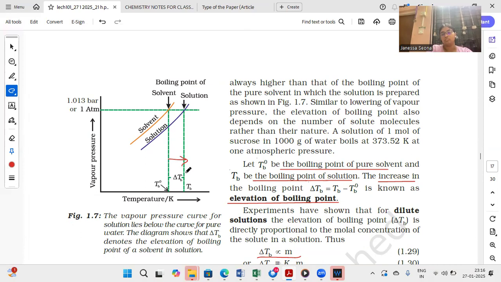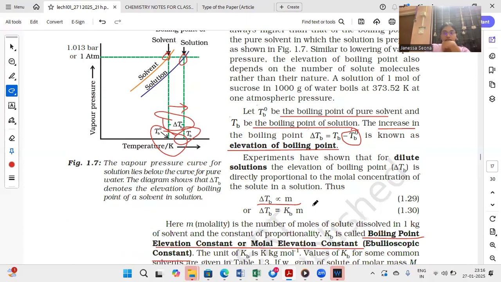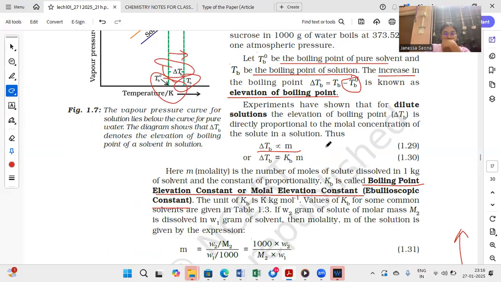Okay. When you see a plot of vapor pressure versus temperature, in the solution the boiling point is higher than that of solvent. This is what is called elevation of boiling point by the addition of solute. ΔTB is equal to TB, the boiling temperature of solution, minus the boiling temperature of solvent. This ΔTB is called elevation of boiling point, and this is again proportional to molality.